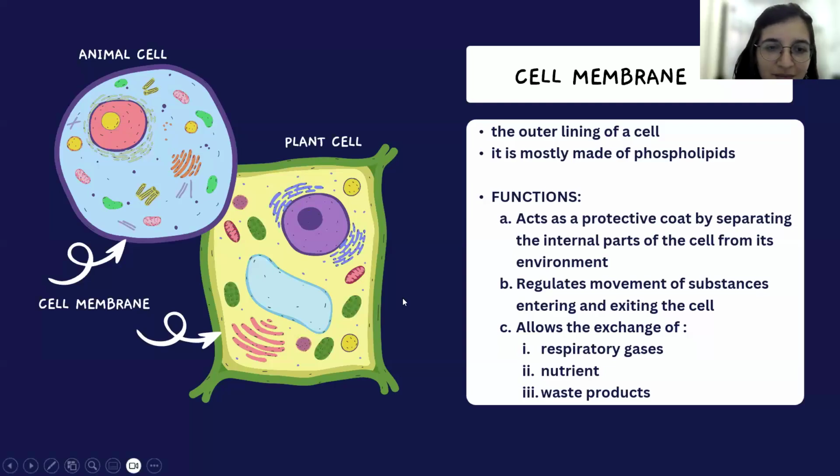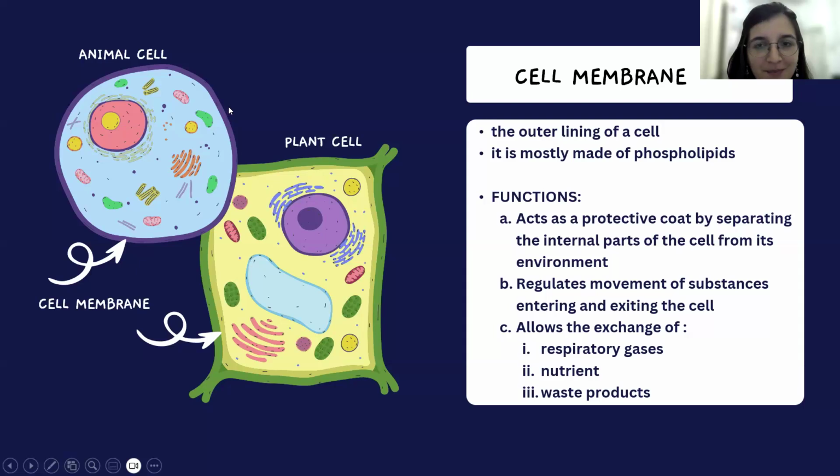Let's start with the outermost layer of the cell. For animal cell, the first layer is the cell membrane. You can see it here. And then for plant cell, the cell membrane would be the second layer. We'll go to the first layer later. So this is the animal cell, and this here is the plant cell. You can see my cursor, right? Okay, good.